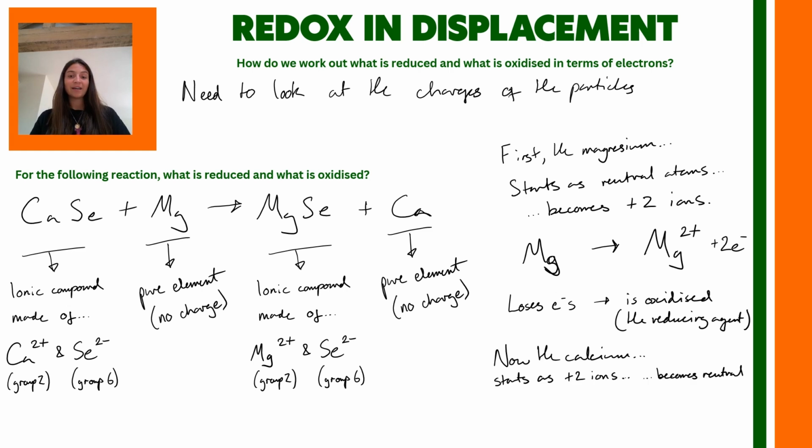Whereas for the calcium, you start with these +2 ions and it becomes just the pure element calcium. So what's happened there is you must have gained 2 electrons. So your ions gain the electrons to become calcium. And since you've gained the electrons, reduction is gain, your calcium has been reduced, which makes it the oxidizing agent.